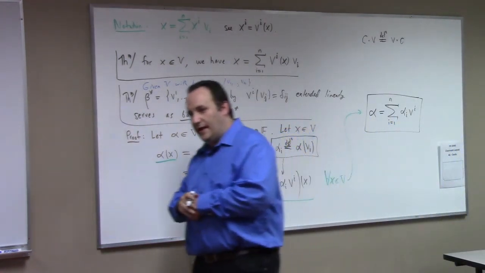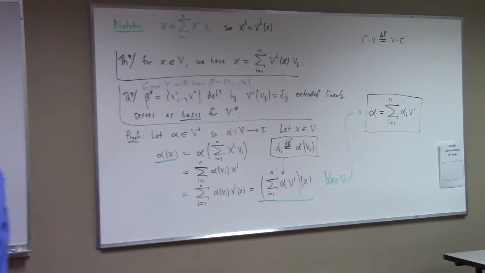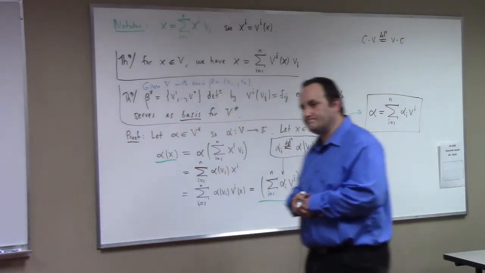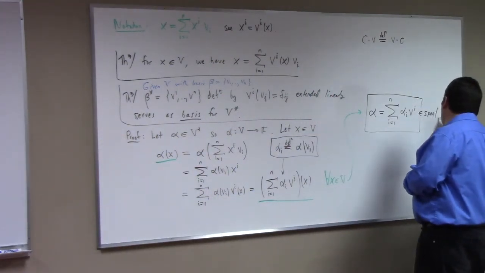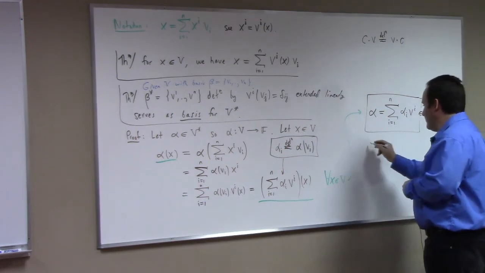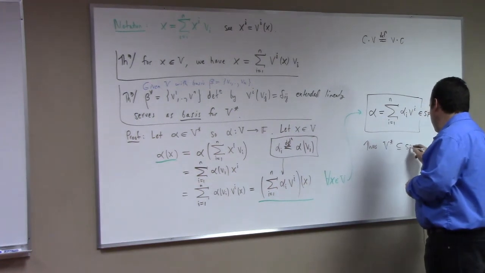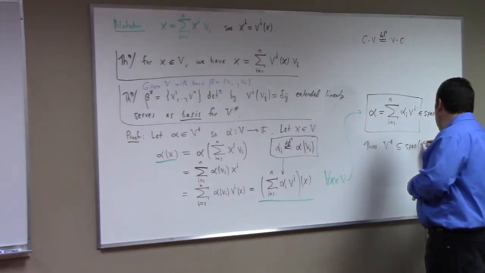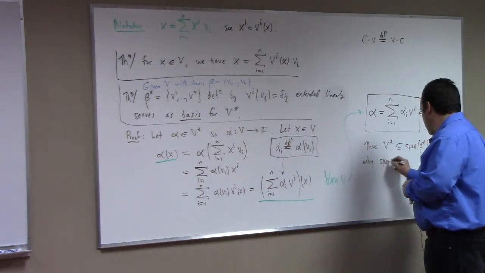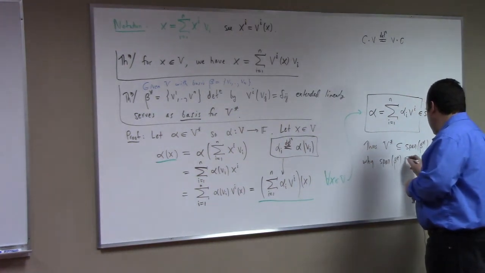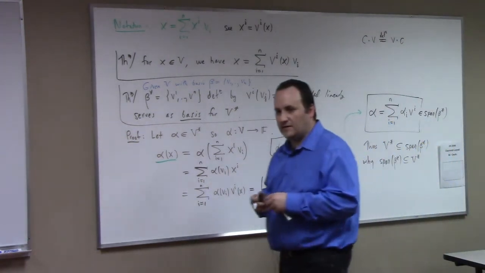That says that any dual vector is in the span of the dual basis, right? This is an element of the span. So thus, V dual is a subset of span beta star. Can you guys tell me why the other direction's true? Why is the span of beta star a subset of V dual? That's what I need in order to get equality there, right?